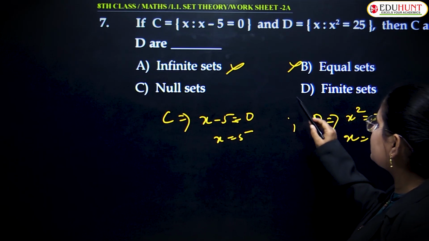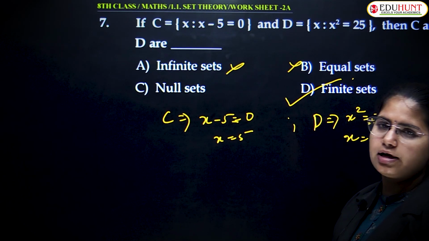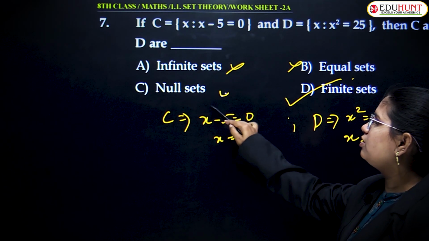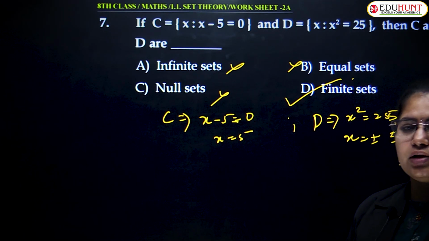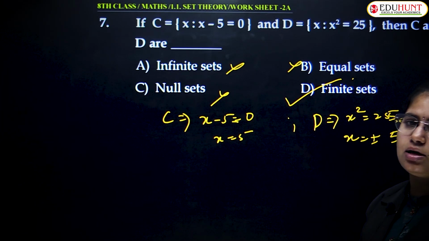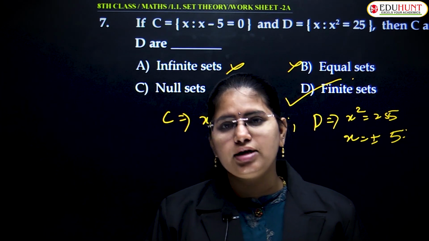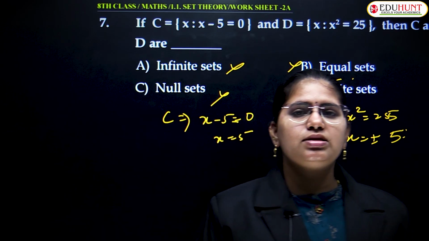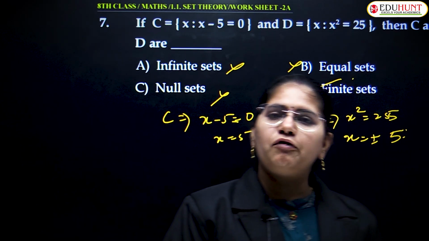Whereas in finite sets, yes, it is a finite set, correct? That is not a null set because we have a common element 5. So yes, we can count how many elements are there in sets C and D. So that means it is an example of finite sets.